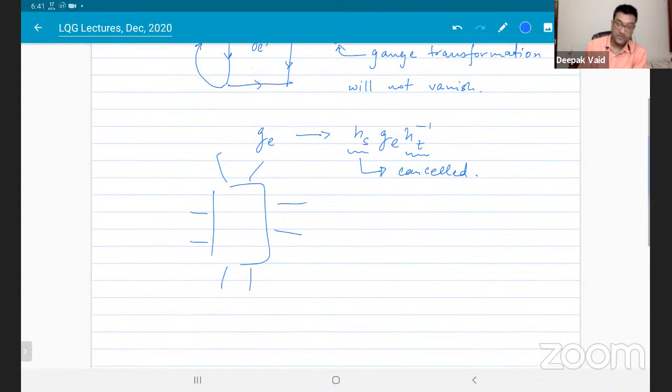So if I have a graph which doesn't have any hair, such graphs will be gauge invariant. But if I put hairs on the end, what happens is that at the end of each hair, you get a gauge transformation. Now that gauge transformation has to act on something. It has to be absorbed by something.